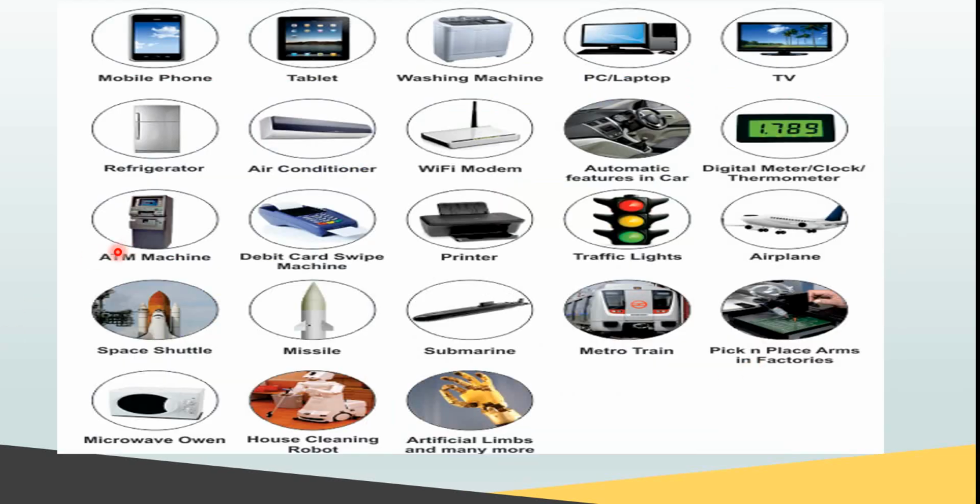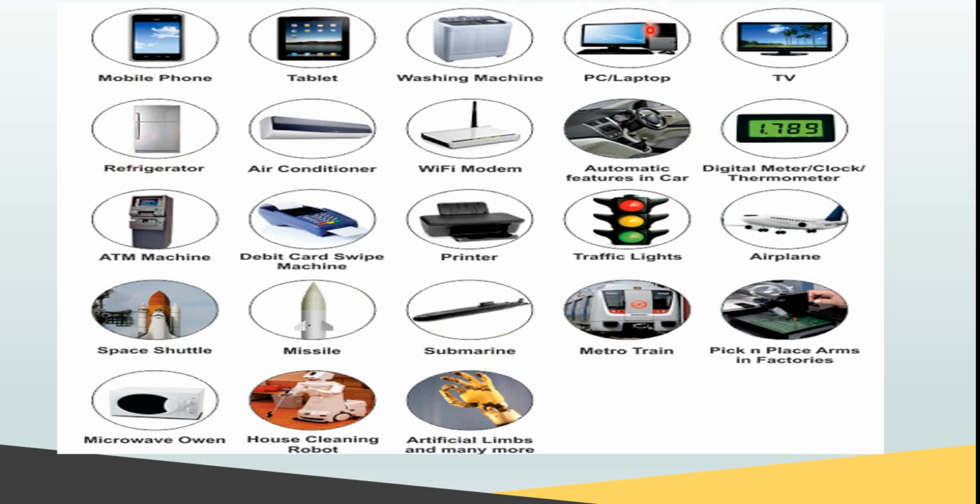These are the applications of embedded systems: mobile phones, tablets, washing machines, laptops, TVs, refrigerators, air conditioners, Wi-Fi, traffic lights, aeroplanes, digital clocks, debit card swiping machines, ATM machines, printers, space shuttles, missiles, house cleaning robots, microwave ovens. All these come under embedded systems, which do only a specific task. A refrigerator is only for cooling.